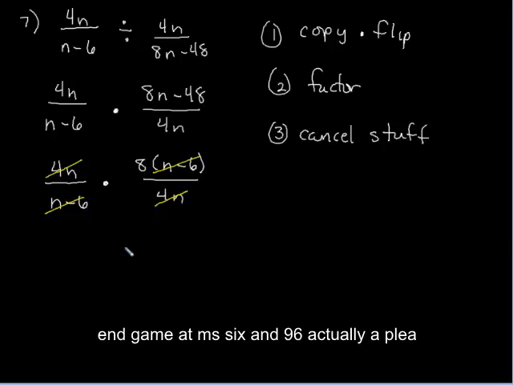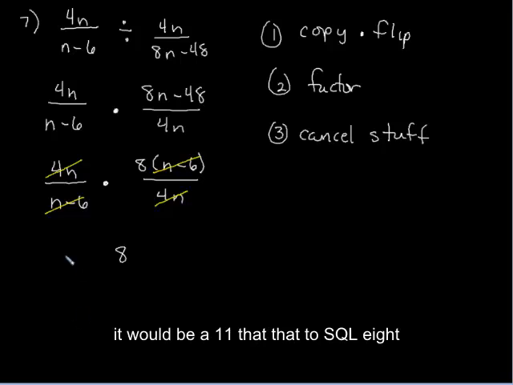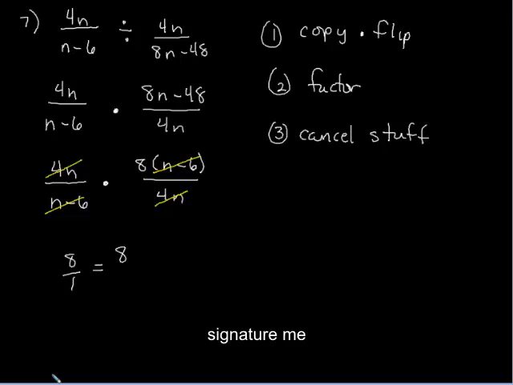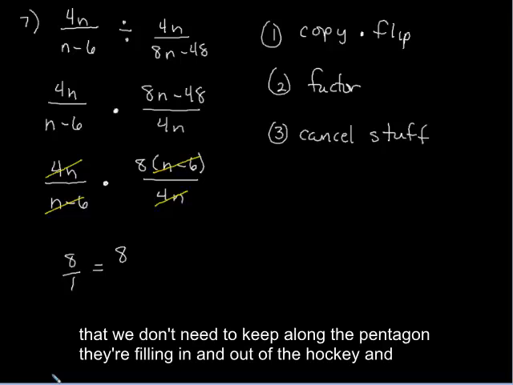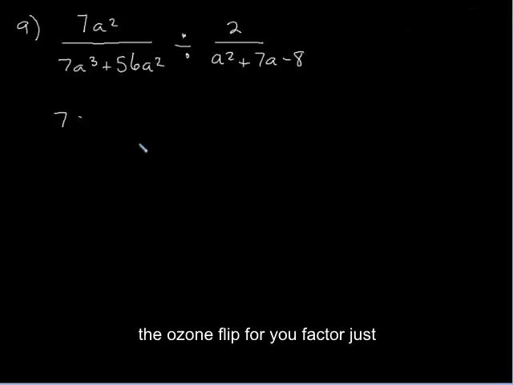Actually, at that point, just 8. It would be 8 over 1, but that just equals 8. So you can just write down 8. You don't need to keep the ones if they're in the denominator. It's only when they're in the numerator that you have to keep them. So you always want to flip before you factor, just to make sure you remember to flip.